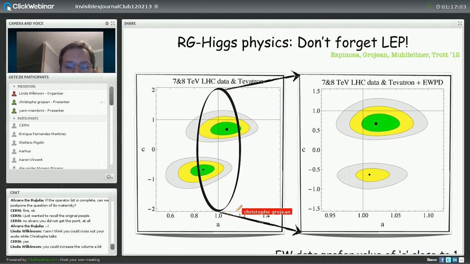For instance, this was a fit only of the LHC data. And you see here that some deviation of the order of 20 or 30% for the coupling of the X to the gauge boson were allowed. But if you combine it together with the LEP electroweak data, then you are really restricted to corrections below 5%. Right? So the picture is really changing dramatically when you are combining LEP with LHC.